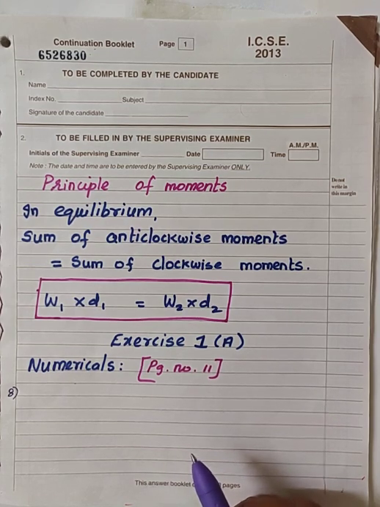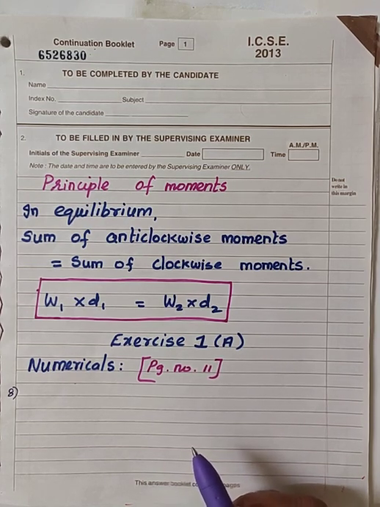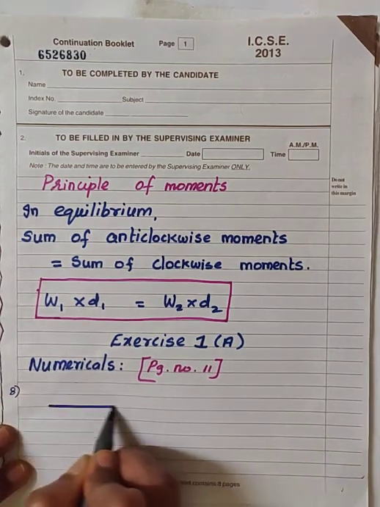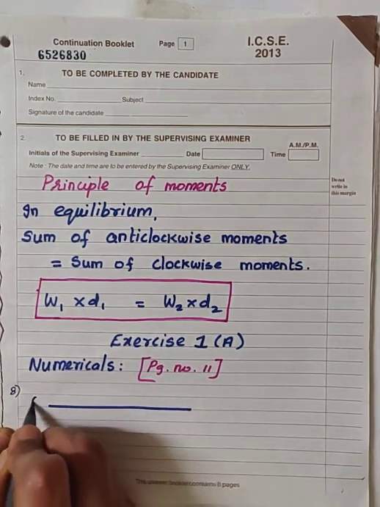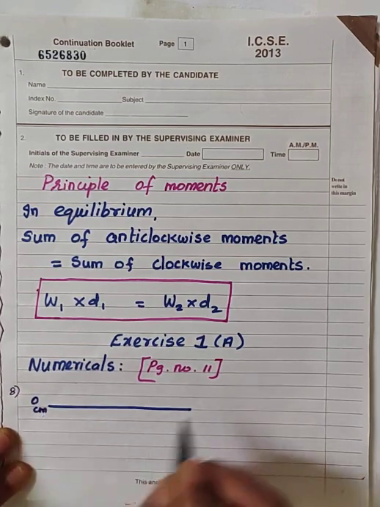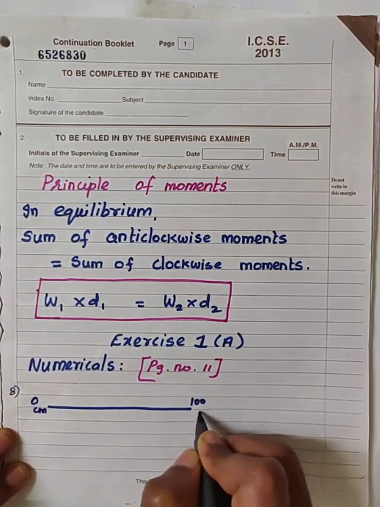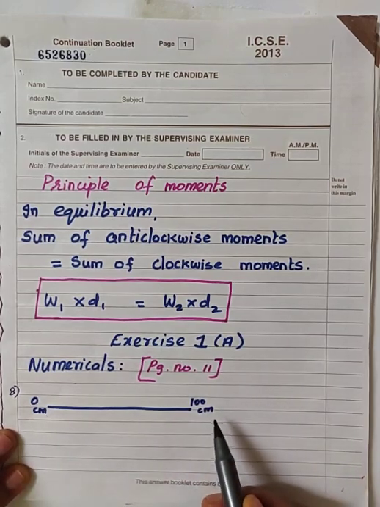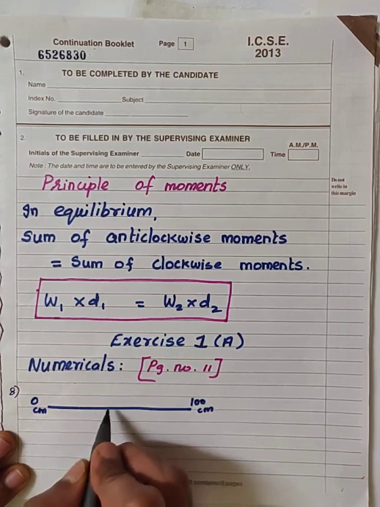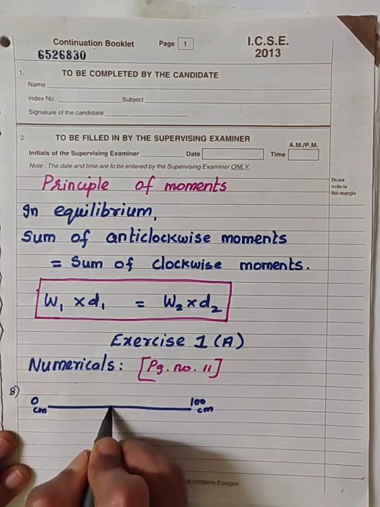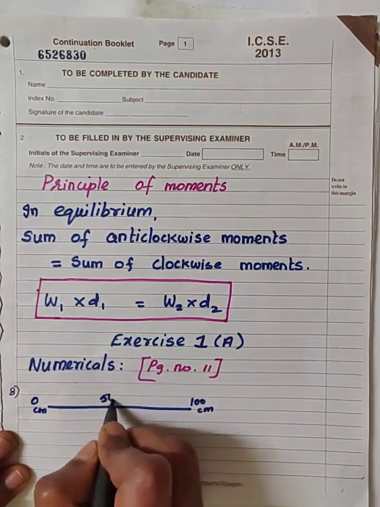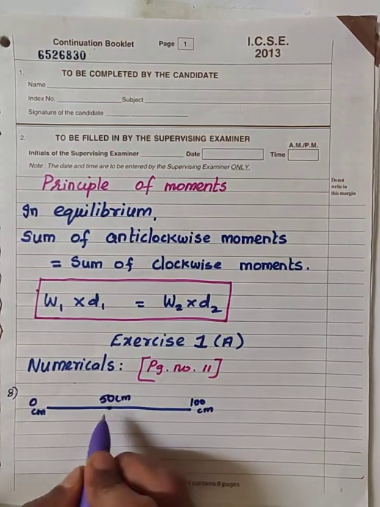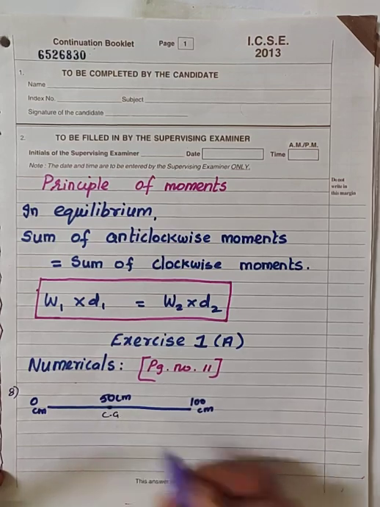See the first line, a uniform meter rule. When you see the word uniform meter rule, it means it starts with 0 centimeter and the length of the rule is equal to 100 centimeter. So initial point and the final point. And it will have the midpoint, that is the center of gravity, which will lie at 50 centimeter. For a uniform meter scale, the midpoint is the 50 centimeter. That represents the center of gravity.